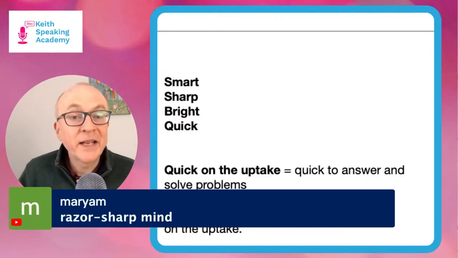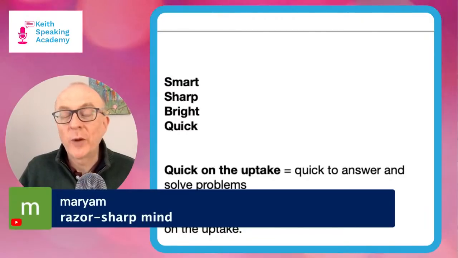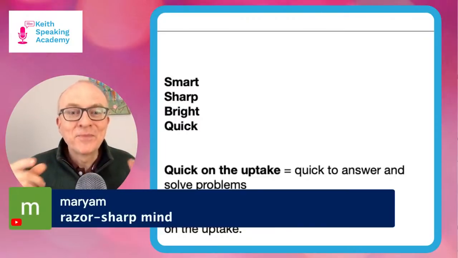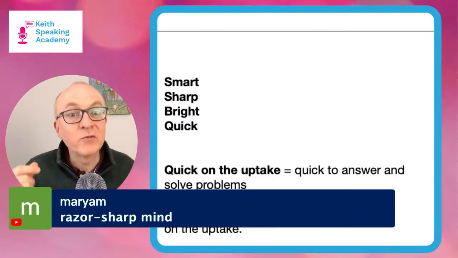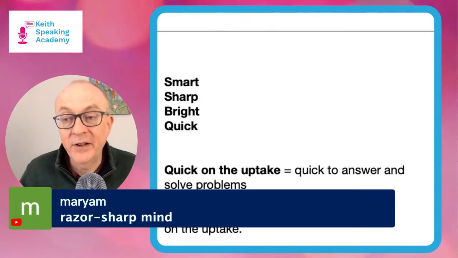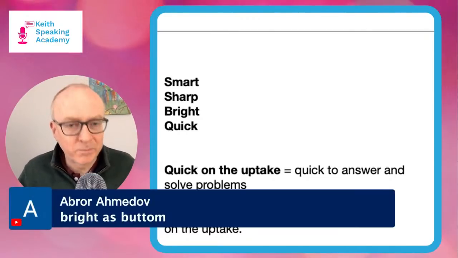Mariam, razor sharp. Yes, we can also talk about a razor sharp. So the idea of sharp like a knife, sharp as a knife, razor sharp, sharp like a razor for shaving. Yeah, a razor sharp mind. Very, very nice. Bright as a button.